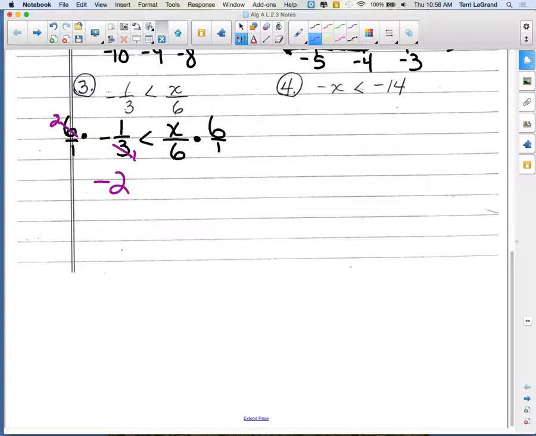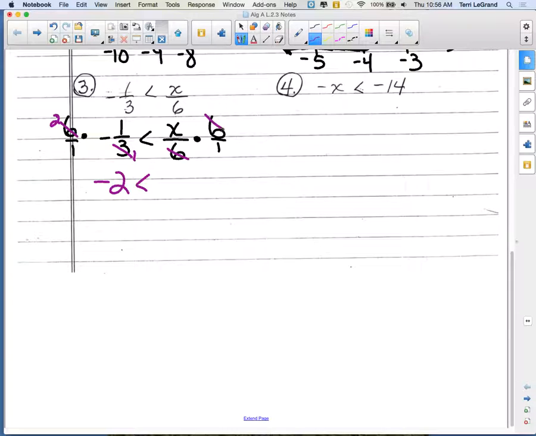Okay. Do we need a brain stop? And should I reverse the symbol? What question are you going to ask yourself? Did you multiply or divide by a negative? Did we? No, we multiplied by a positive, didn't we? Positive 6. So we do not need to reverse the symbol.